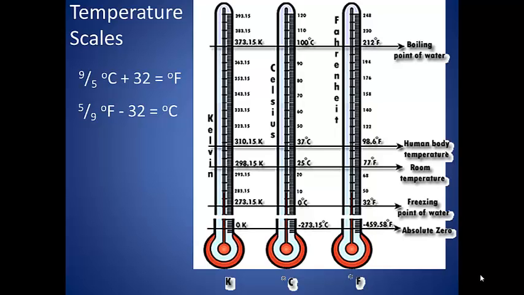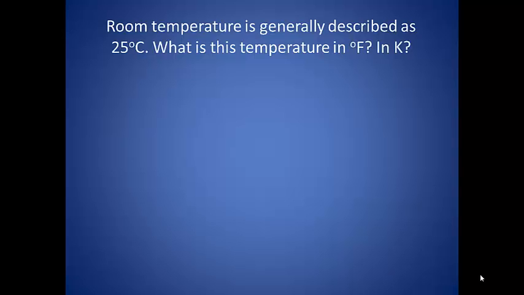Studies have shown that absolute zero would occur at negative 273.15 degrees Celsius. So in order to convert a Celsius temperature to Kelvin, you would simply need to add 273.15. Room temperature is generally described as 25 degrees Celsius. What if we wanted to know this temperature in degrees Fahrenheit, or in Kelvin?